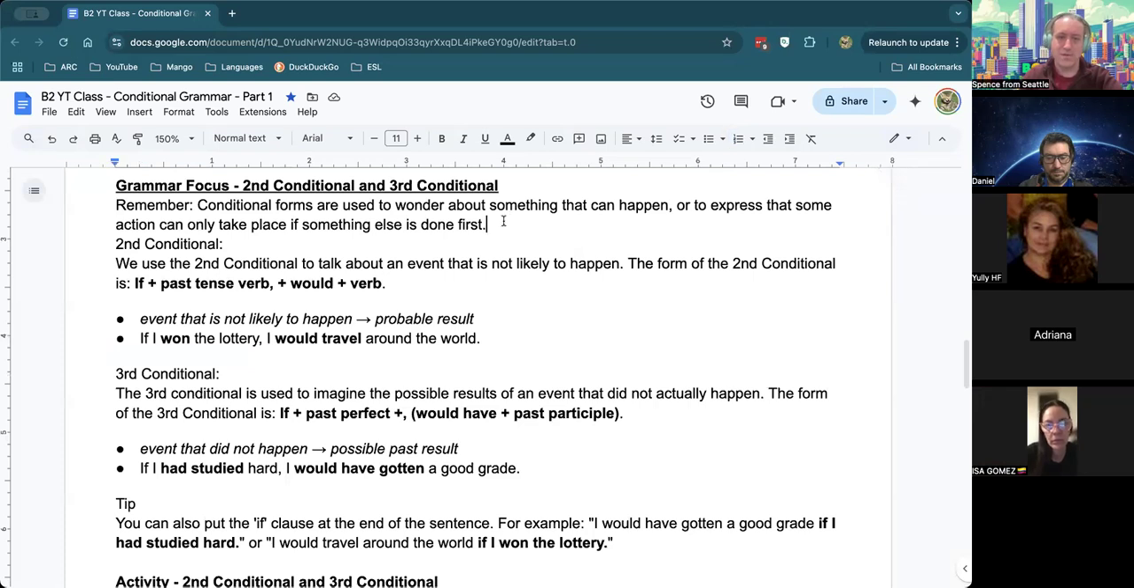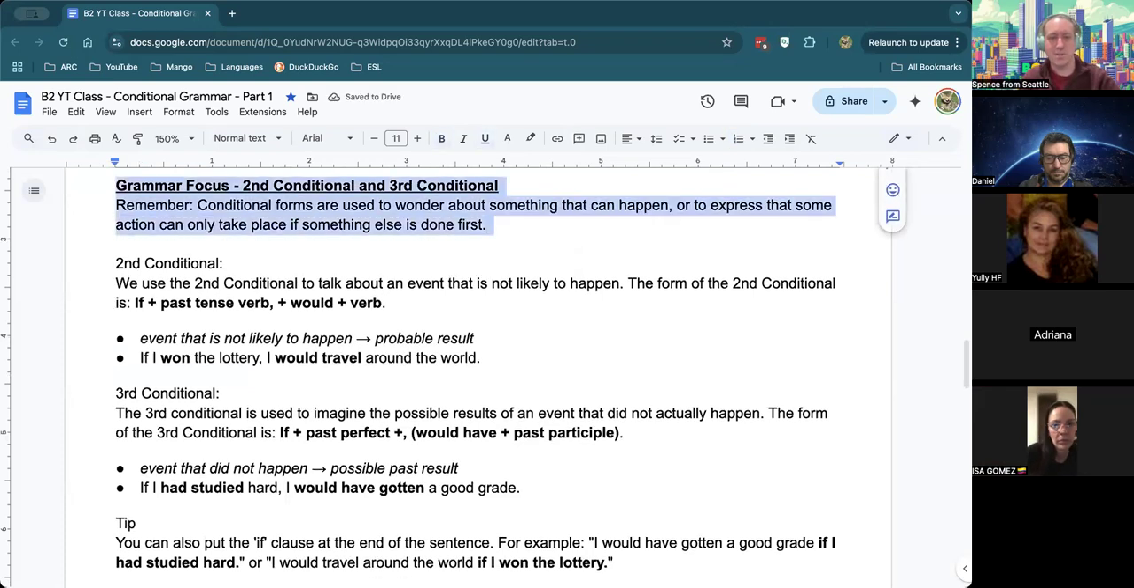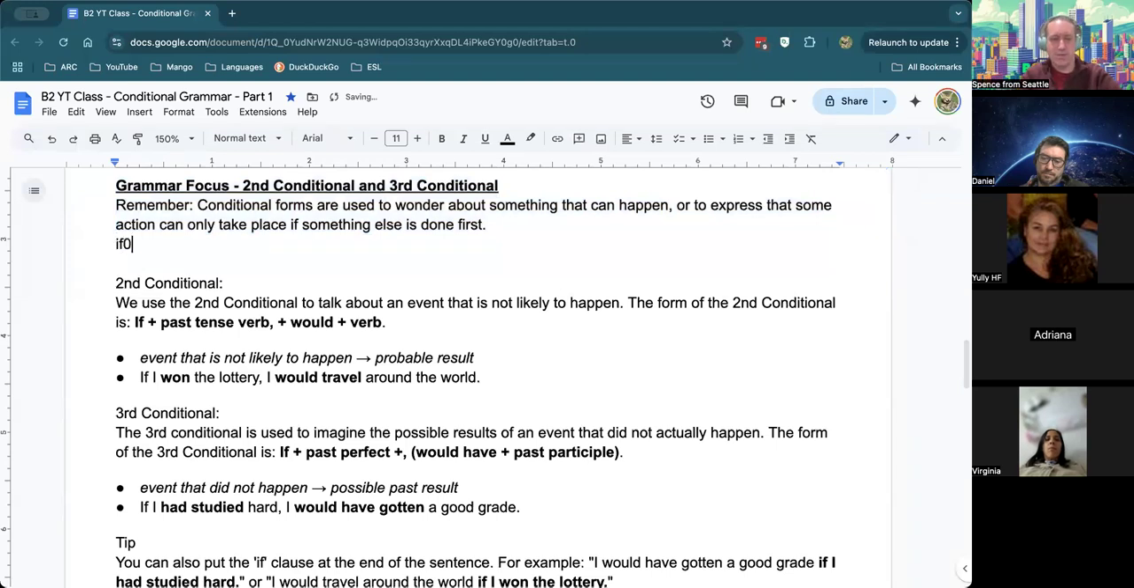So we will have Virginia. Can you read the top of the page for us? Grammar focus. Second conditional and third conditional. Remember, conditional forms are used to wonder about something that can happen or to express that some actions can only take place if something else is done first. So we call it an if-then statement, right? If, then.